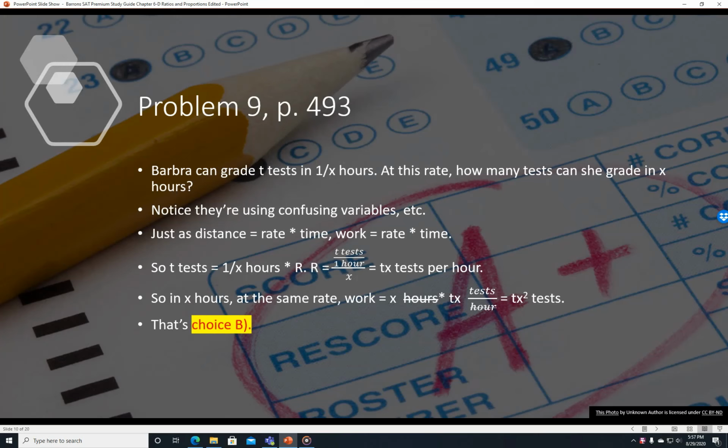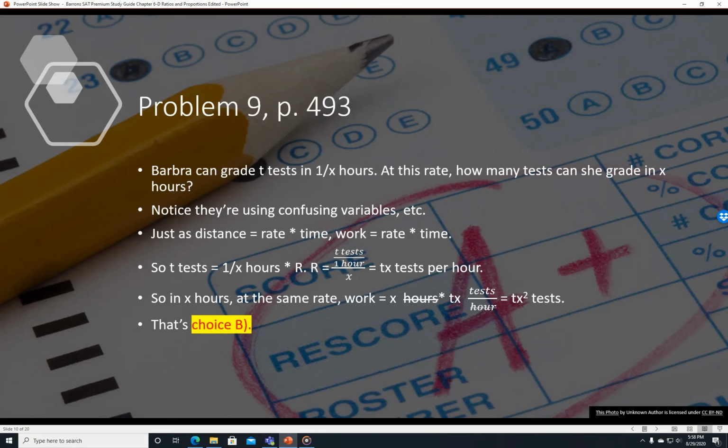Just as distance equals rate times time, work can equal rate times time. If you're driving a car at 60 miles an hour, you know it takes an hour to get 60 miles. If you are doing a job, you can divide the job by the time to get the rate, or divide the job by the rate to get the time.